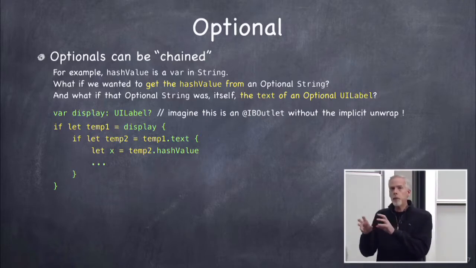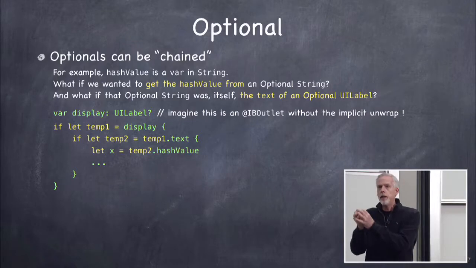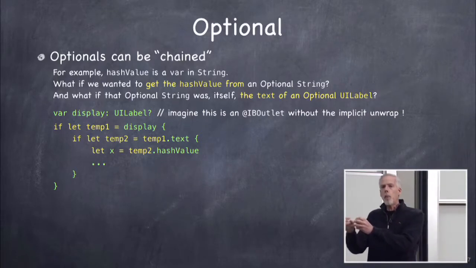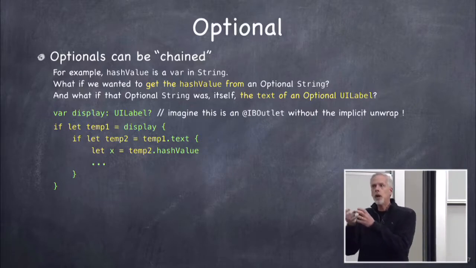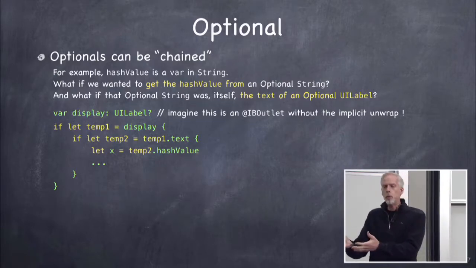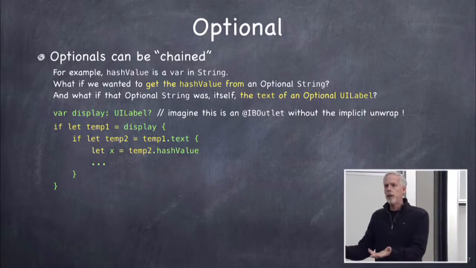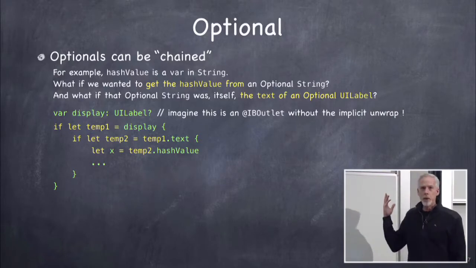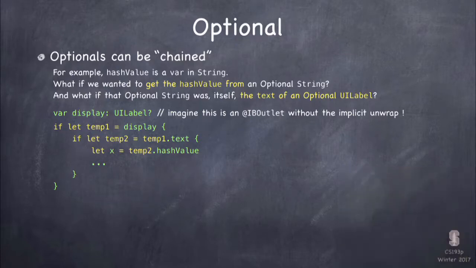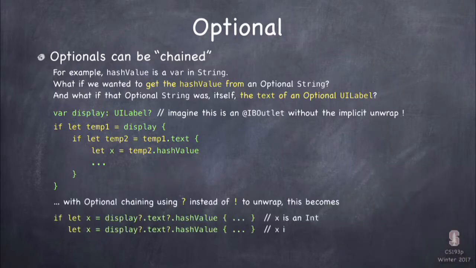So I'm going to do if-let. So I'm going to say if-let some temporary value equals to the display. Now temp1 is the UI label. And then I say if-let temp2 equal temp1.text. Okay, I'm sending text to the UI label. And now I'm getting back a string. Not an optional string, but a string because I did if-let. And then I can finally say, then let x equal temp2, which is the string, hash value. Okay, this is a lot of code to have to type to just get that dang hash value out of that UI label's text. So with optional chaining, this same code looks like this, the first line of those two lines.